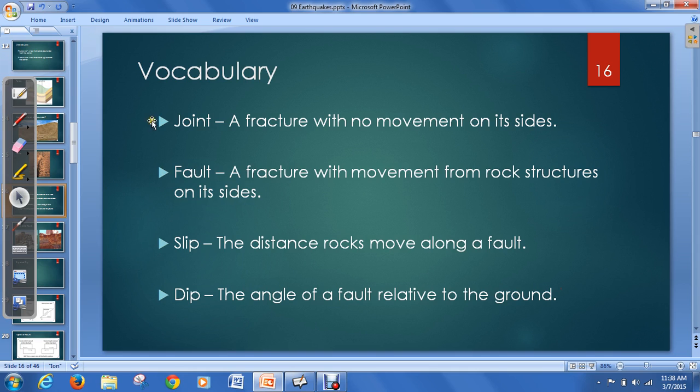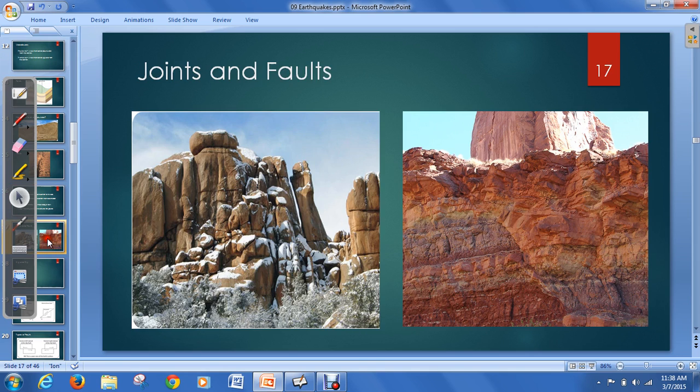Okay, let's compare a joint to a fault. A joint is a structure that doesn't have a fault line associated. It just starts to crumble away because of things like erosion, gravity, just natural effects, but there's no fault line here. Obviously, the rock has fractured and changed shape, but it's not because of movement along its sides.